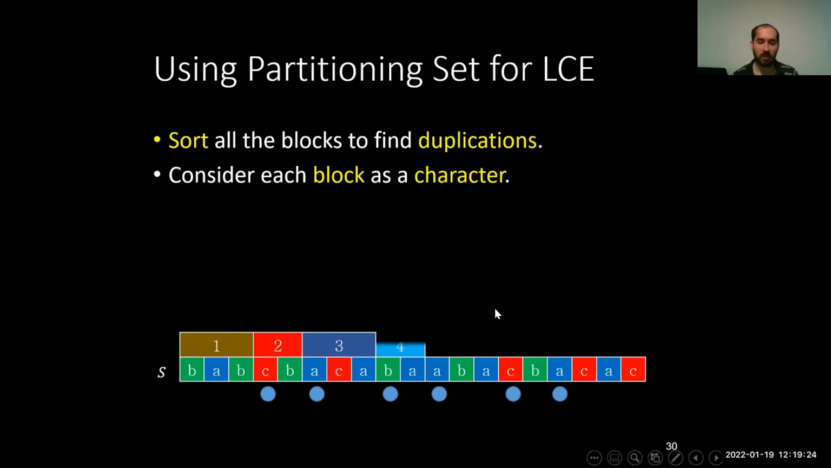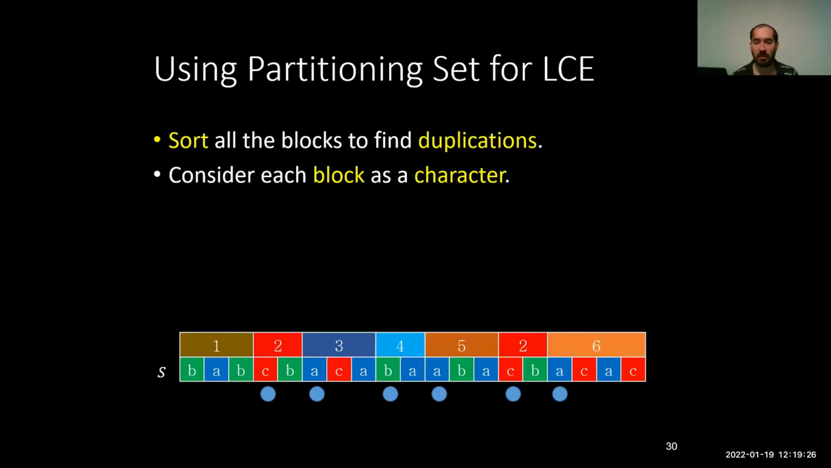So here, for example, if these are the partitioning set, then the points in the partitioning set define the blocks, and we can sort all the blocks, the substrings that are the blocks. If we sort them, we can find the duplication. So, for example, as you can see here, the block numbered 2 appears twice, and therefore, after the sorting, we can identify it and give the 2 copies of the block the same name, the same label.